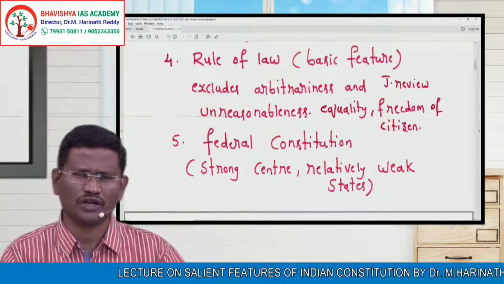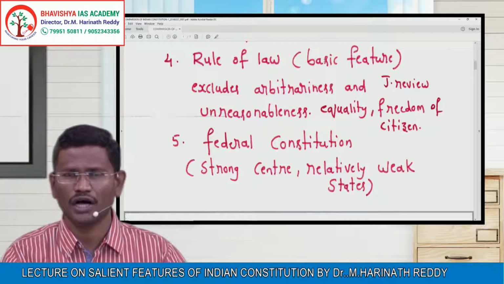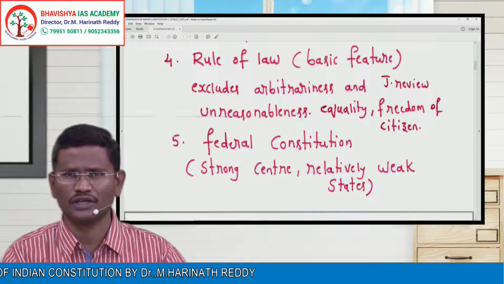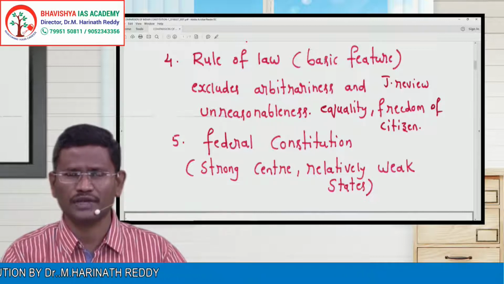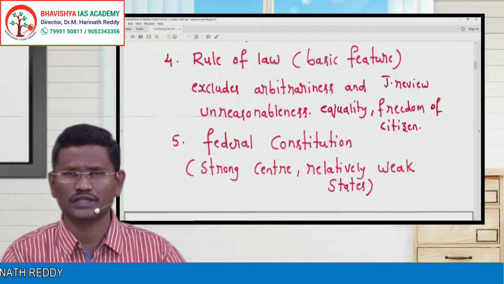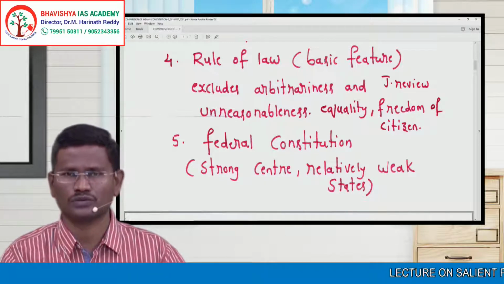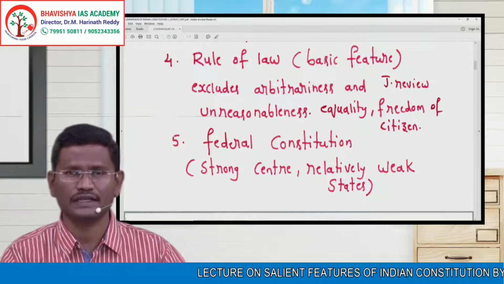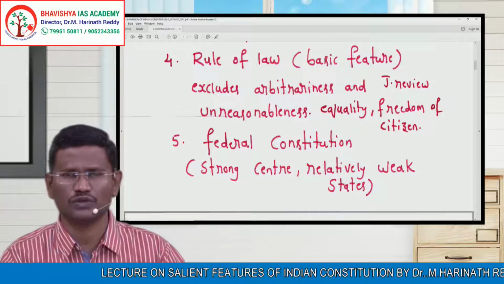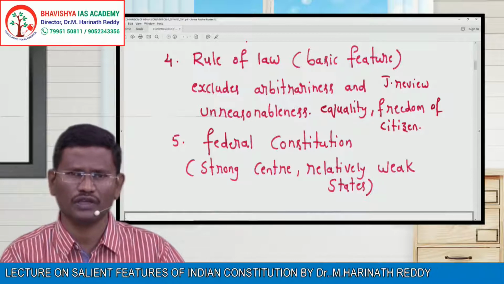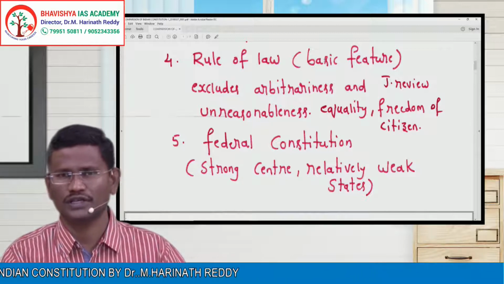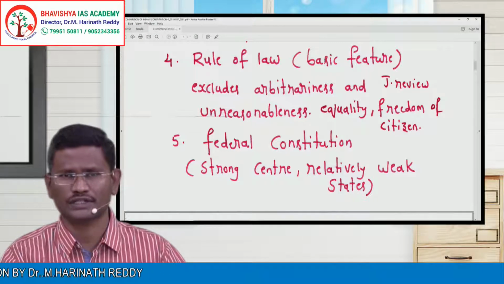So the framers of the Indian Constitution were greatly worried about protecting the unity and integrity of India. They felt in their wisdom that if the central government is made strong, unity and integrity of India can be protected. That's why we deviated from the American Constitution. So Indian Constitution became federal, no doubt, but the center is strong. The states are relatively weak. The objective of having a federal constitution with a strong center and relatively weak states is to protect the unity and integrity of India.